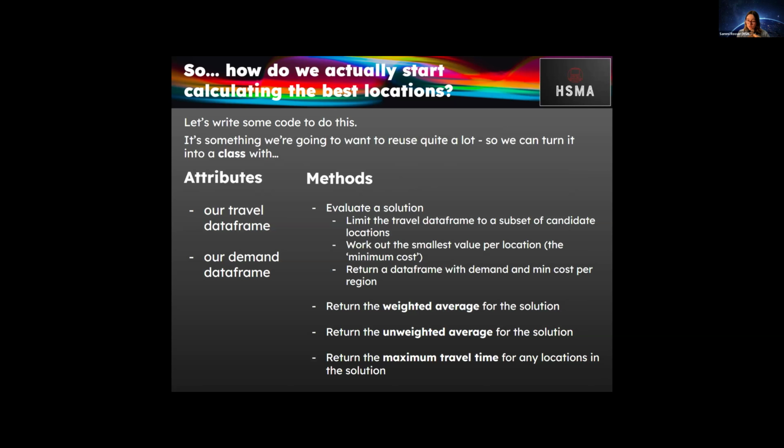We're going to give it a method to evaluate a solution. So when we pass in a subset of candidate locations, we're going to make it work out the minimum cost, that shortest weighted travel time. And we're also going to get it to return a data frame with all of this data in, so we can access it and reuse it. We're also going to get it to have some methods that will return some useful outputs: the weighted average, the unweighted average, and the maximum travel time, so that we've got all of these to hand.